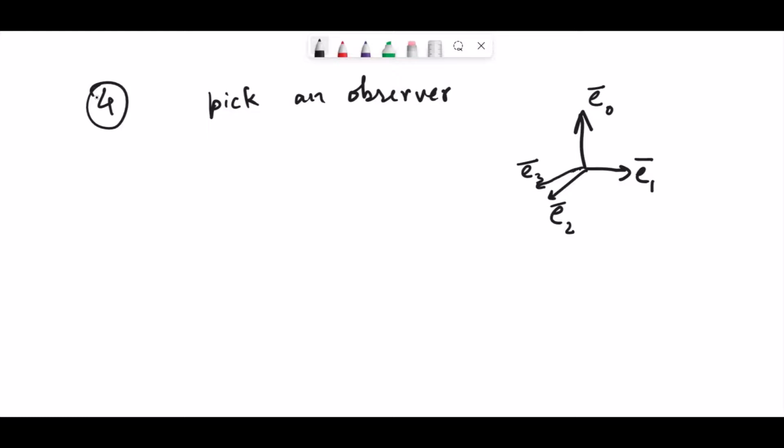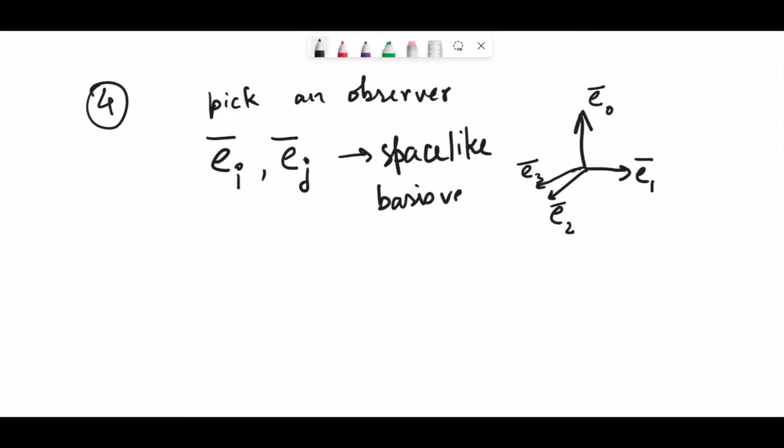And we need to take 2 of those, and it can be any 2. So just pick e_i and e_j. So denote any 2 basis vectors, which are space-like, by the way. So space-like basis vectors. And we'll take the geometric object T, which we are interested in, and it has 2 slots, as we have been using them.